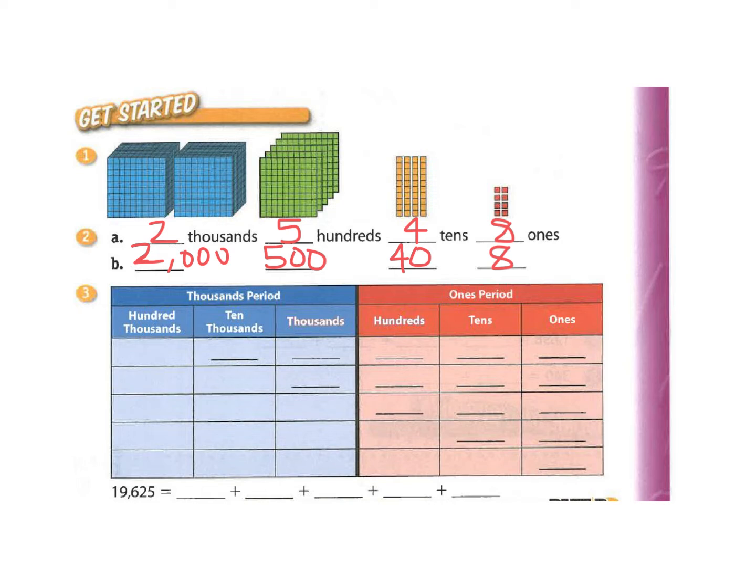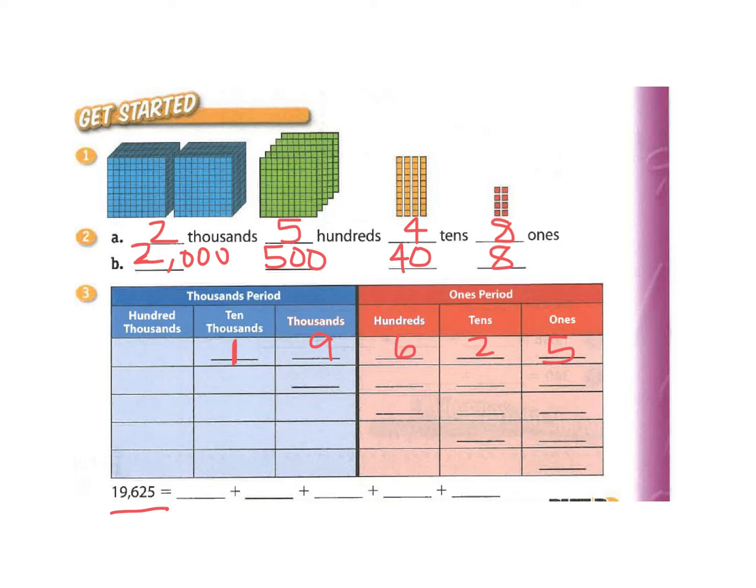So now what we're going to look at is we're going to write these out in a chart for this next number. We have 19,625. So we have 1 10,000s, we have 9 thousands, 600s, 2 tens, and 5 ones. So that's what that would look like there.